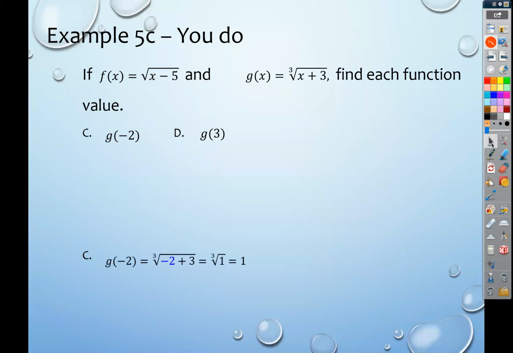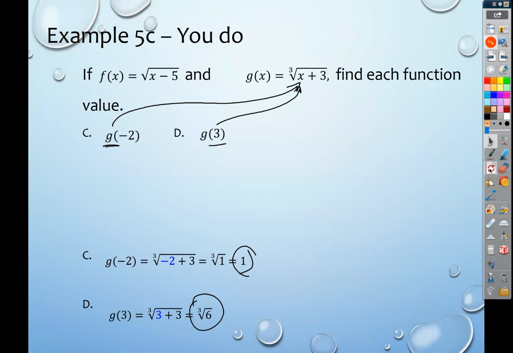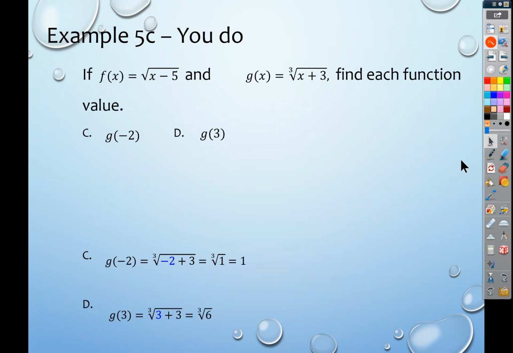And you should have gotten g of negative 2 would equal 1, and g of 3 equals the cube root of 6. Now, you are going to use the g function in both of these and plug it in for this x. And notice I took the cube root of 1, which is 1, because that's a perfect cube, but there is no cube root of 6. That's an exact value, so I left it as the cube root of 6. So remember, only when it says approximation do you actually just use your calculator.